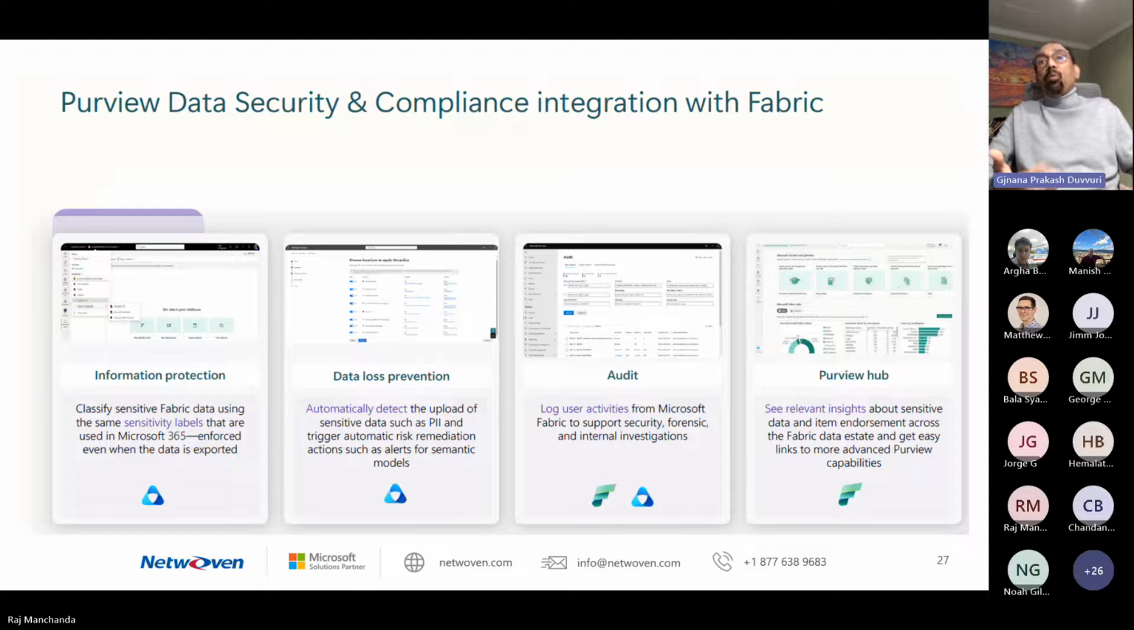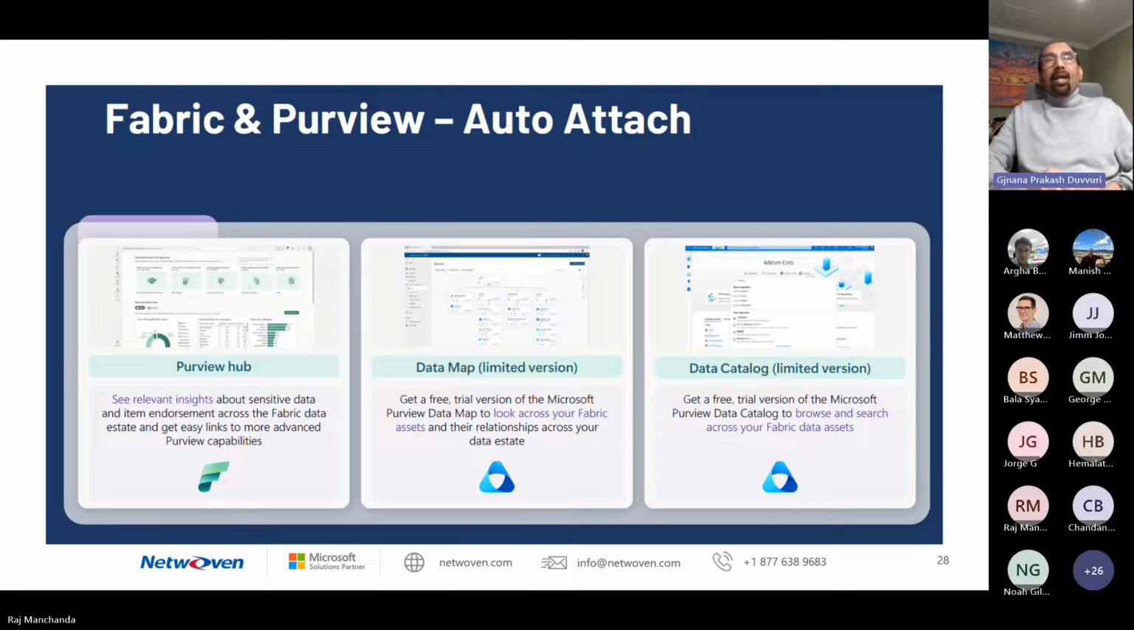And all this Purview will come into a hub in Fabric, so that whatever domains you have, whatever data you have, you can look into this in one scale in the Purview Hub. Next slide, please. Okay, when we talk about Fabric and Purview, what is auto attached? When we install Fabric, it automatically attaches to a Purview Hub. You will get into that.